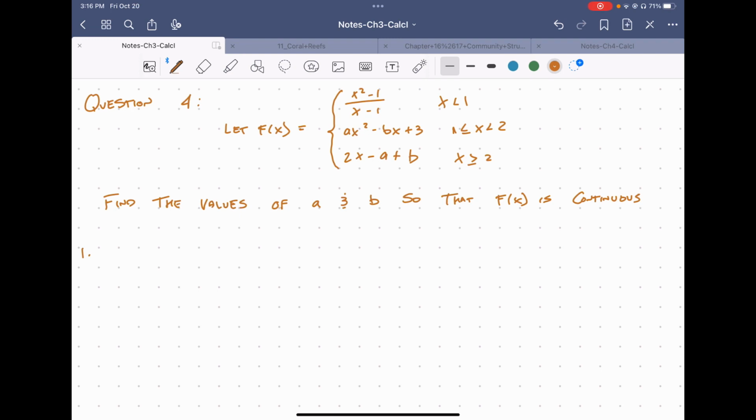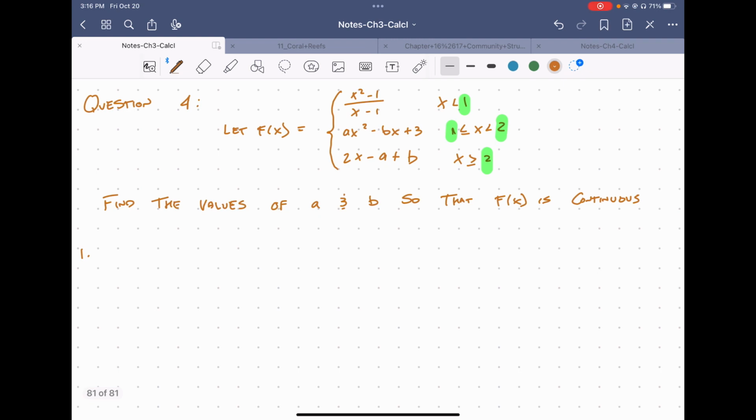What we want to do with these problems, the first thing that's really important, is to notice everything we have up here. To find these values, we have to take the left and right limits of these numbers. So we have a 1 and we have the number 2. When we take these values, we have to make sure that we're using the right equation.